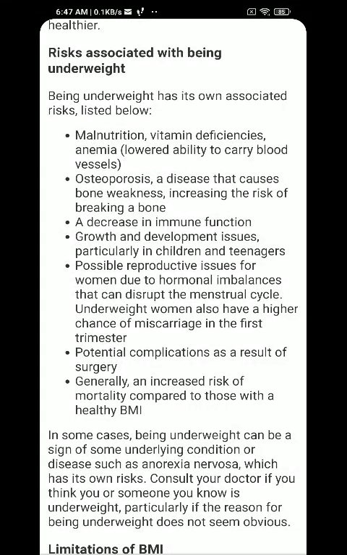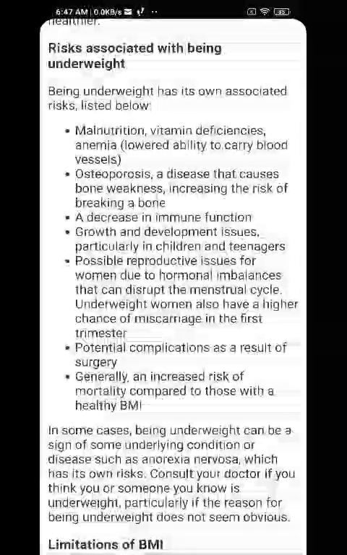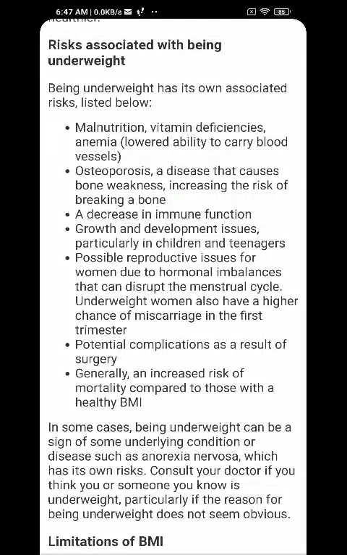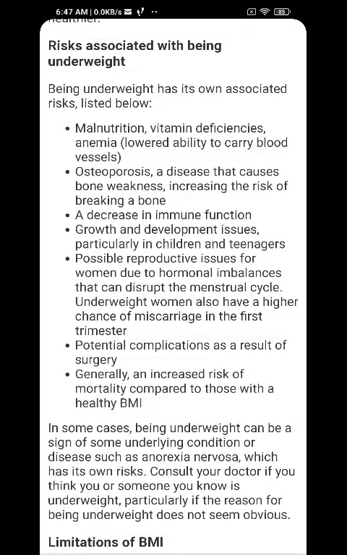Malnutrition, vitamin deficiencies, anemia, lower ability to carry blood vessels, osteoporosis, a disease that causes bone weakness, increasing the risk of breaking a bone, a decrease in immune function, growth and development issues, particularly in children and teenagers, possible reproductive issues for women due to hormonal imbalances that can disrupt the menstrual cycle. Underweight women also have a higher chance of miscarriage in the first trimester. Potential complications as a result of surgery, generally an increased risk of mortality compared to those with a healthy BMI.